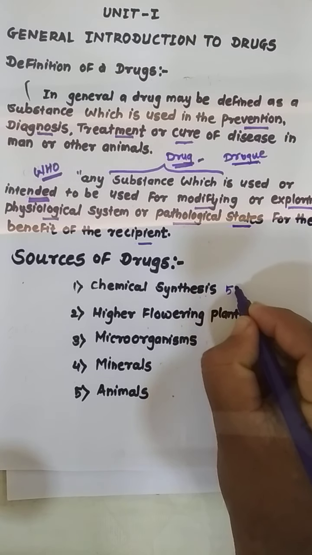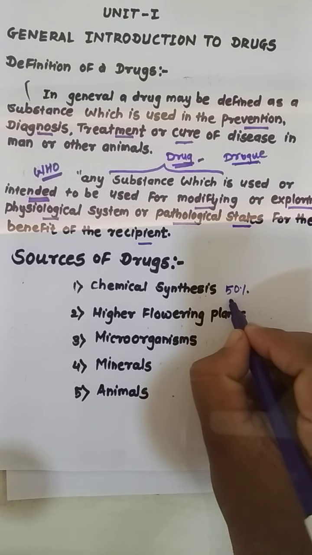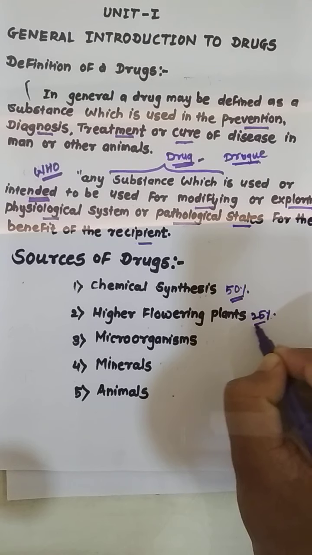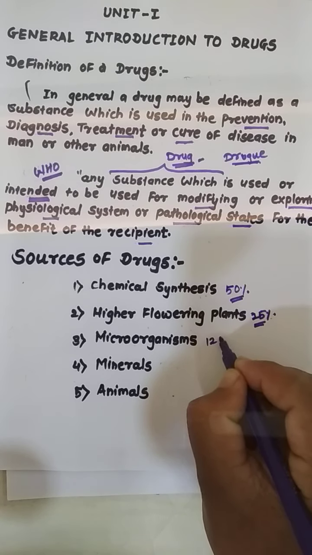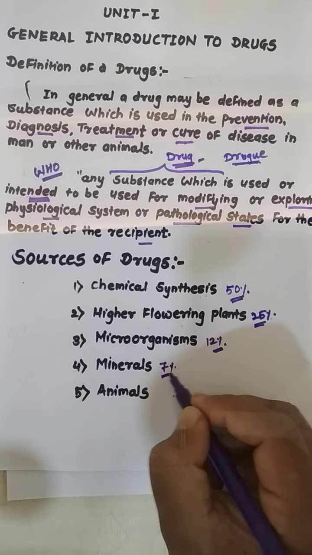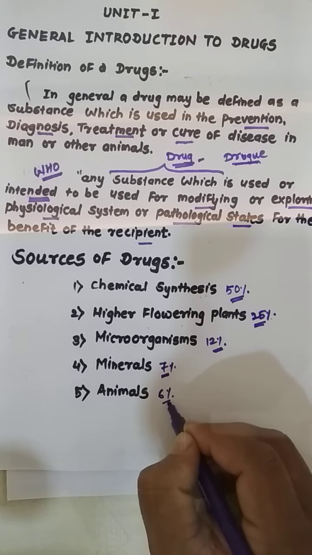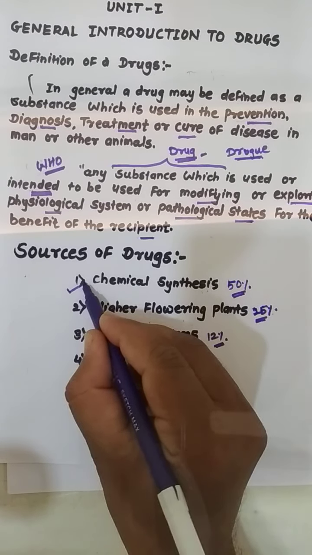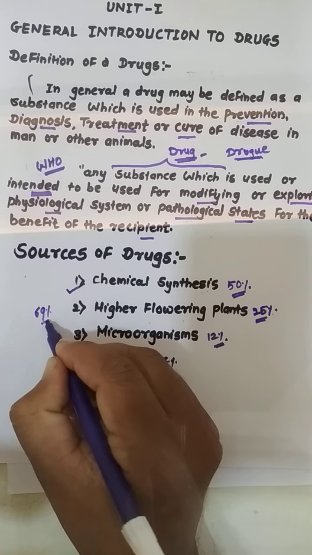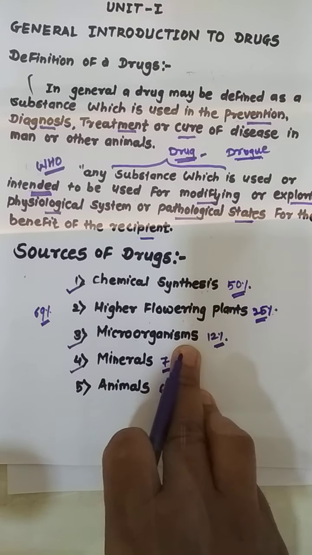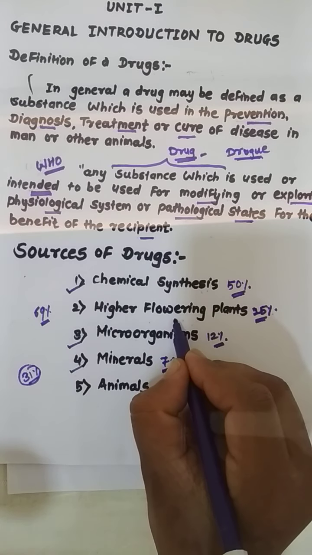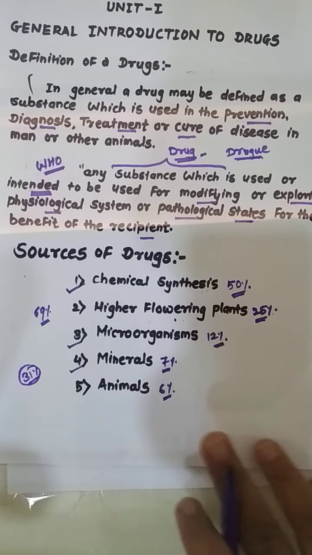50% of drugs are obtained from chemical synthesis, 25% from higher flowering plants, 12% from microorganisms, 7% from minerals, and 6% from animals. Chemical synthesis, microorganisms and minerals together account for about 69% of drugs. The remaining 30% are obtained from higher flowering plants, animals and so on.